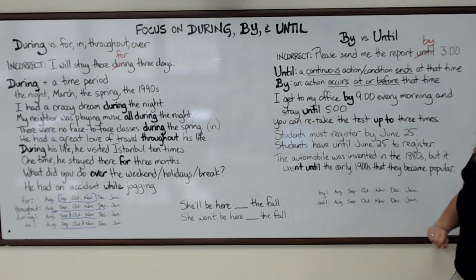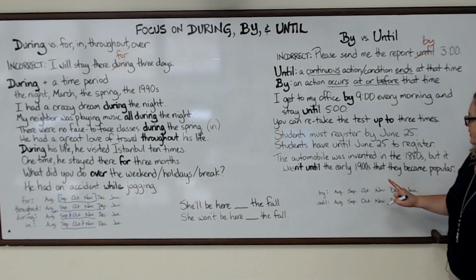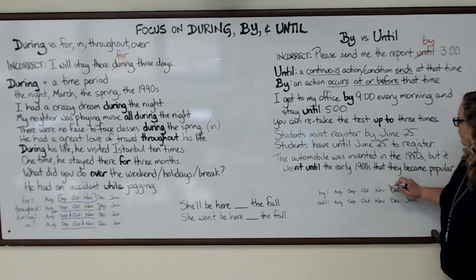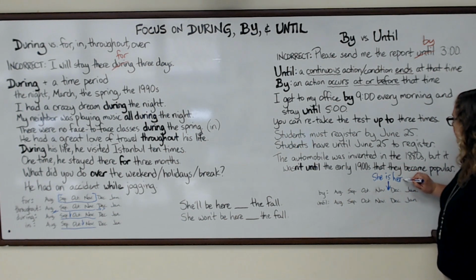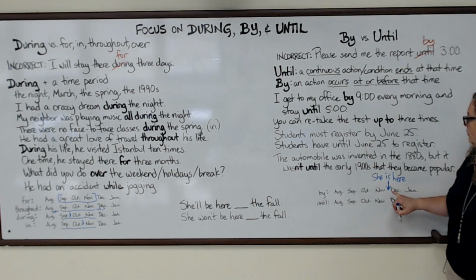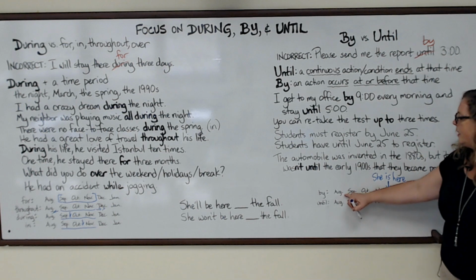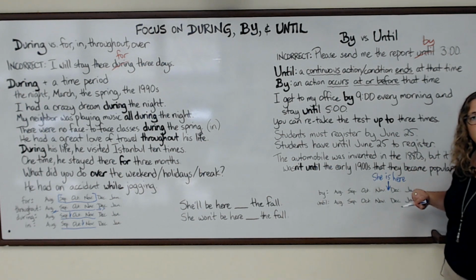She'll be here by the fall. That means that here at the end of the fall, she is here. When does she come? I don't know. Maybe here, maybe here, maybe here, maybe here. But we know that at the end of the fall, she is here. Okay?